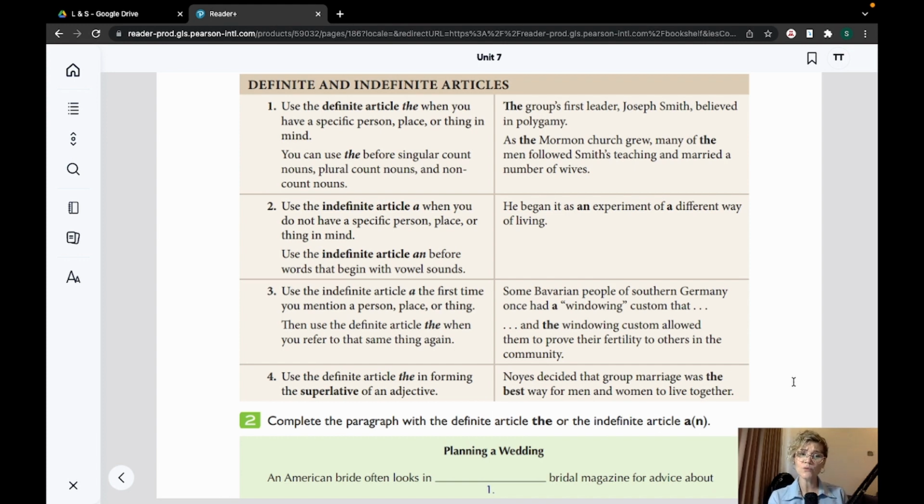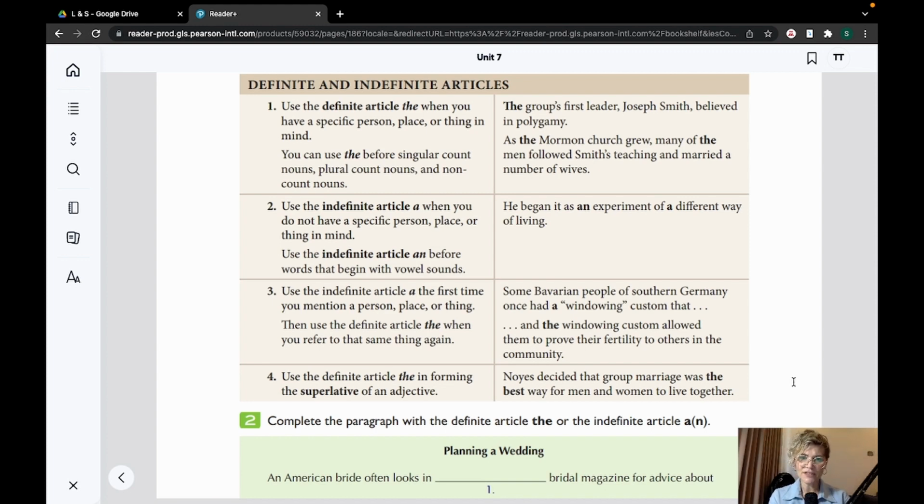It is different though with the indefinite articles "a" and "an." Those can only be used for singular. Yeah? You do not have a specific person, place, or thing in your mind. It can be any person, anything, any place. For instance, he began it as an experiment of a different way of living. Another thing is to use the indefinite article "an" before words that begin with vowel sounds. So remember, with the vowels or the vowel sound, you have to use "an." For the ones that start with a consonant, you would use "a."